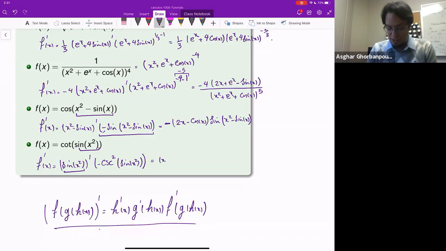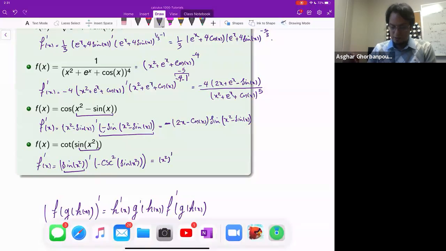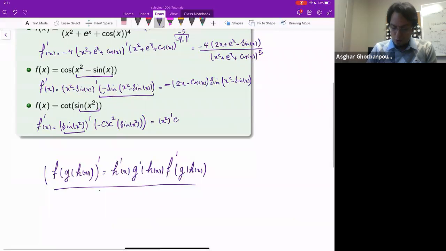So it will be the derivative of the inner one, which is x squared. You differentiate that times cosine, since the derivative of sine is cosine, evaluated at x squared. I will put minus down there, cosecant squared of sine of x squared. And the derivative of x squared, now we know, is 2x.